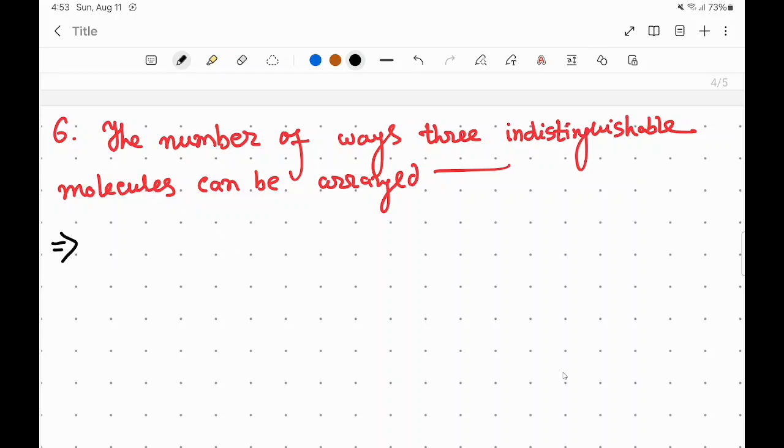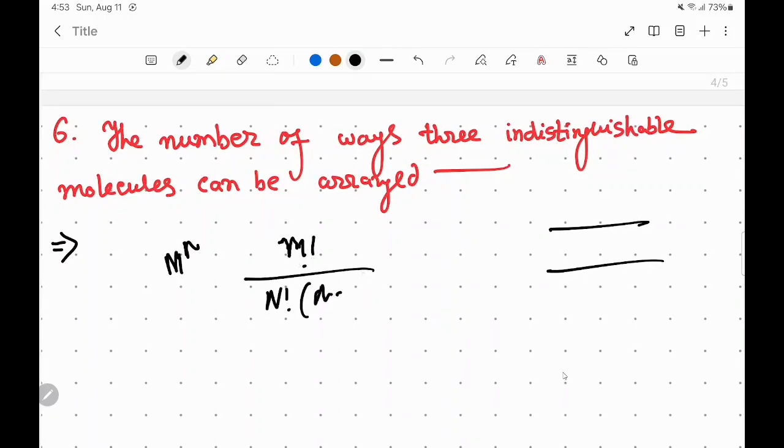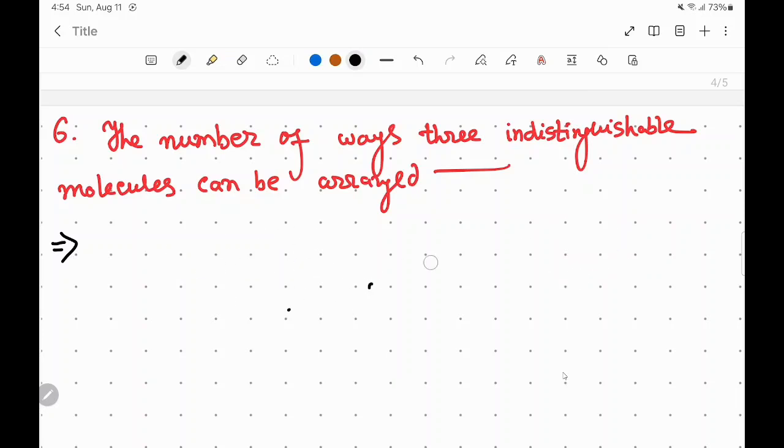But you should know the energy levels. How can you say? If you don't know the energy levels, there may be two energy levels or three energy levels. Then you know the formulas m to the power n, or m factorial divided by n factorial times (m minus n) factorial. So for that you must know the number of energy levels.